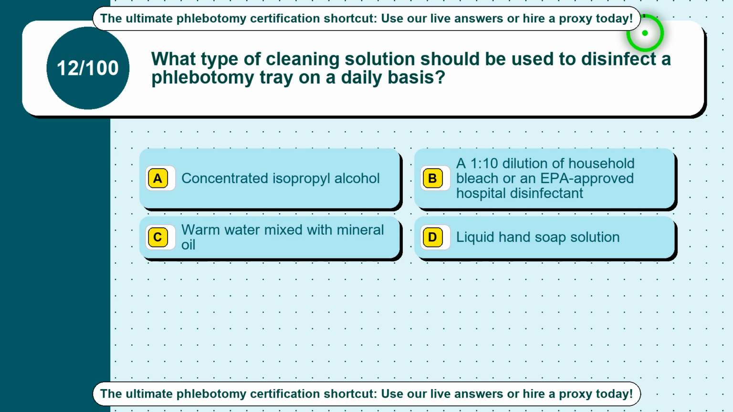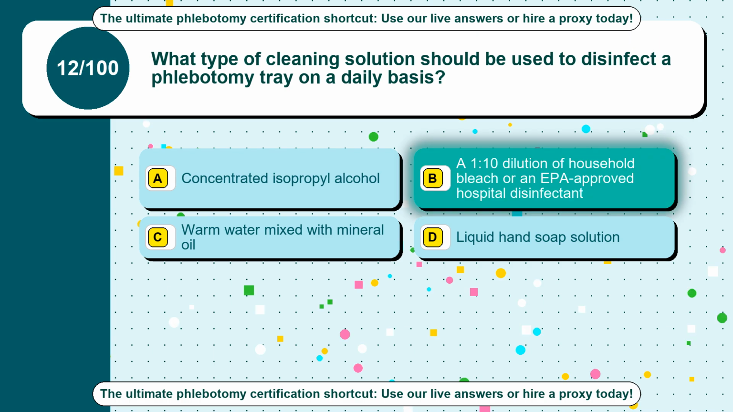Question 12. What type of cleaning solution should be used to disinfect a phlebotomy tray on a daily basis? Option A, concentrated isopropyl alcohol. Option B, a 1:10 dilution of household bleach or an EPA-approved hospital disinfectant. Option C, warm water mixed with mineral oil. Option D, liquid hand soap solution. The correct answer is option B, a 1:10 dilution of household bleach or an EPA-approved hospital disinfectant.